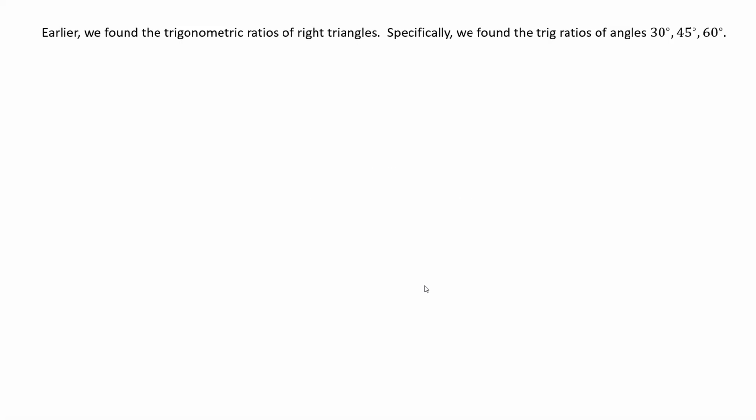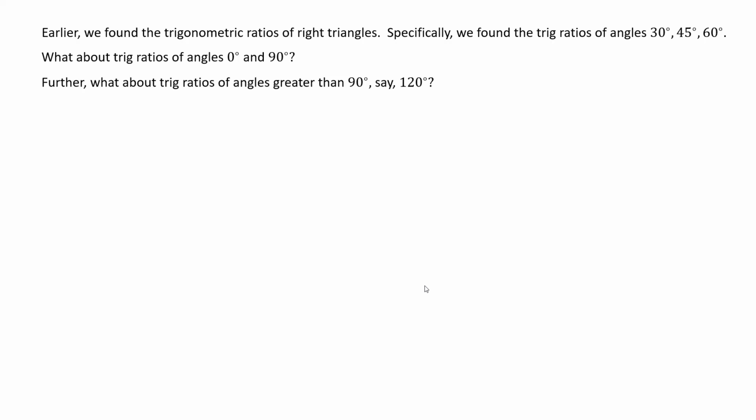Cool? Okay. So earlier we found the trigonometric ratios of right triangles. Specifically, we found the trig ratios of angles 30 degrees, 45 degrees, 60 degrees. So a simple question, right? What about 0? What about 90? And to go further, what about trig ratios of angles greater than 90 degrees? Does it make any sense? Say, what's the sine of 120 degrees?